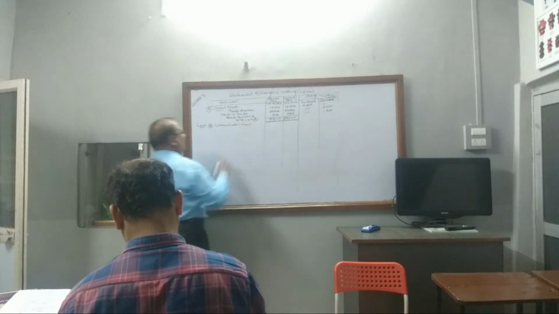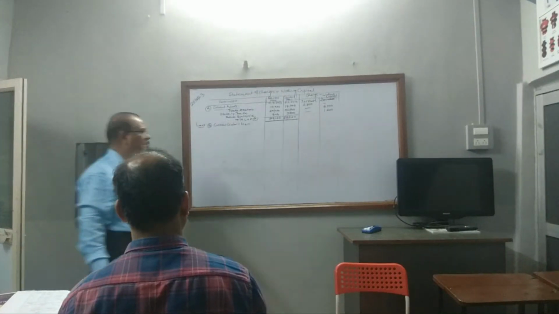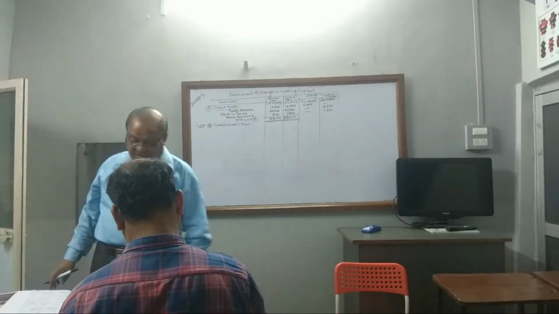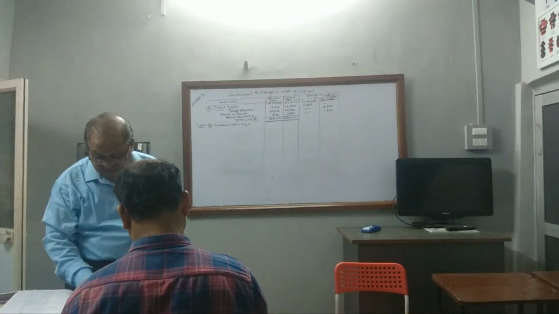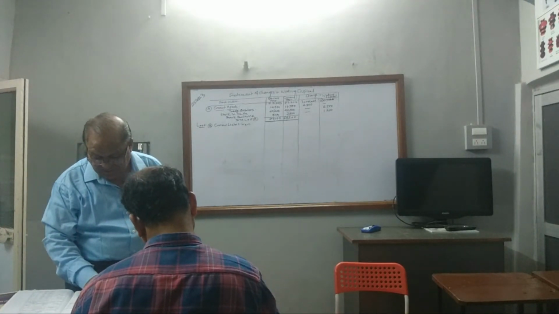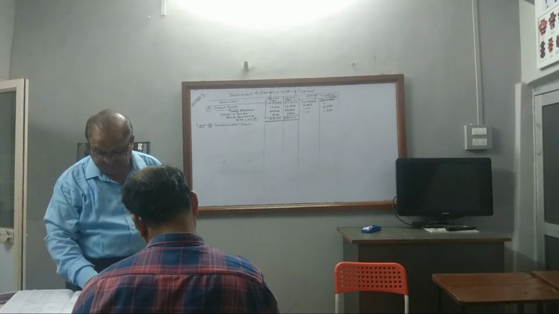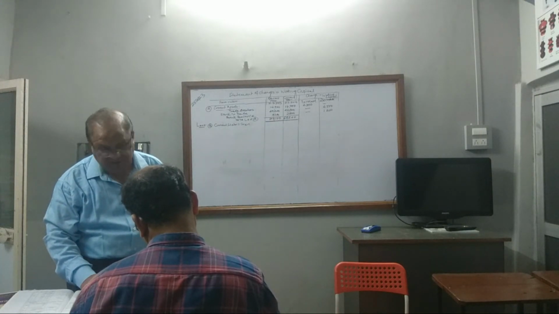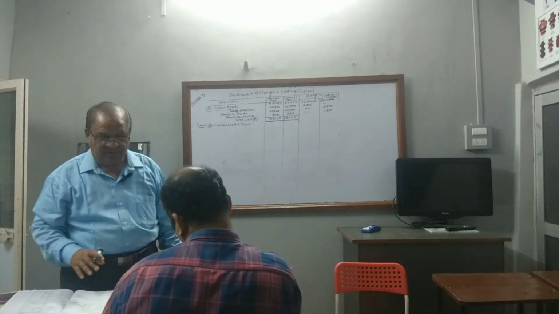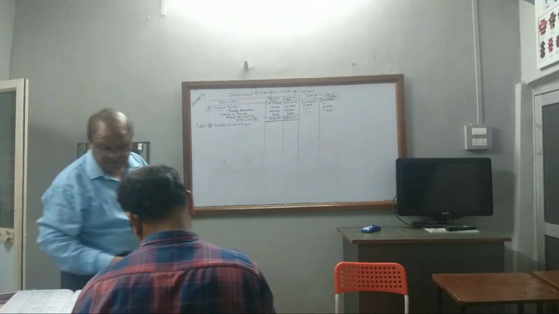Part B is current liabilities. Then, on the liability side, there are bills payable and trade creditors. These are the only two current liabilities: bills payable and trade creditors. First, take bills payable.